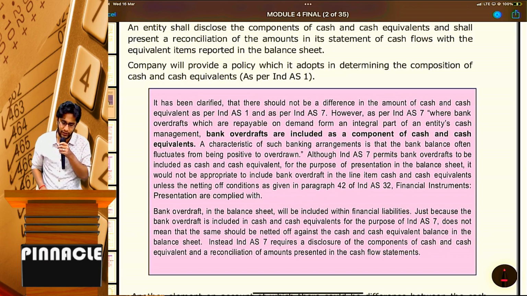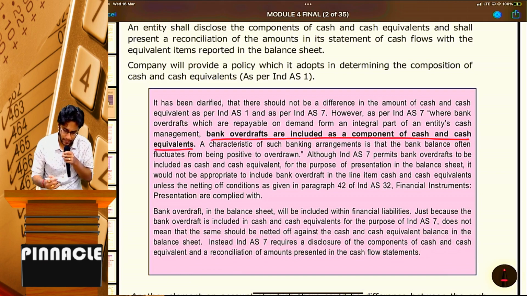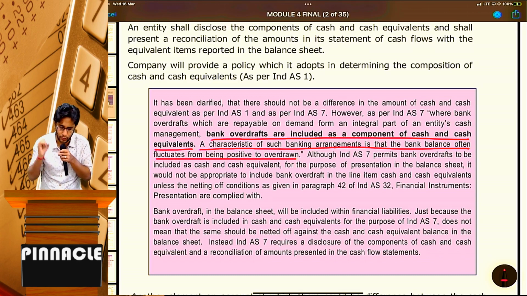In that box we have written: Bank overdrafts are included as a component of cash and cash equivalents. Up to there we know already. A characteristic of such banking arrangement is that the bank balance often fluctuates from being positive to overdrawn, like the example I told you.